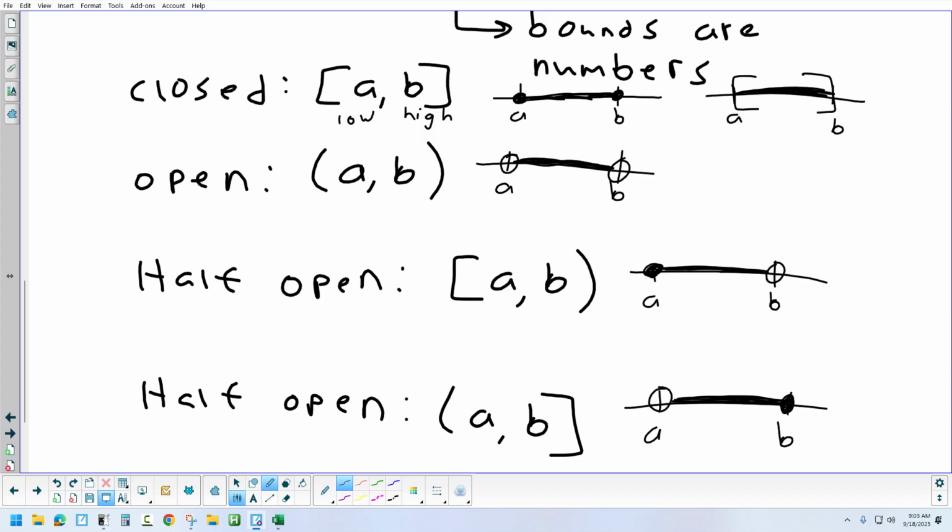So as long as you remember that the bracket is always a closed circle and a parenthesis is always an open circle, that'll help you remember, oh yeah, open circle means you don't include it, which is what a parenthesis is. Closed circle means, oh yeah, that's the bracket, and a closed circle means you do include it. Okay. So any question on those different kinds of intervals?